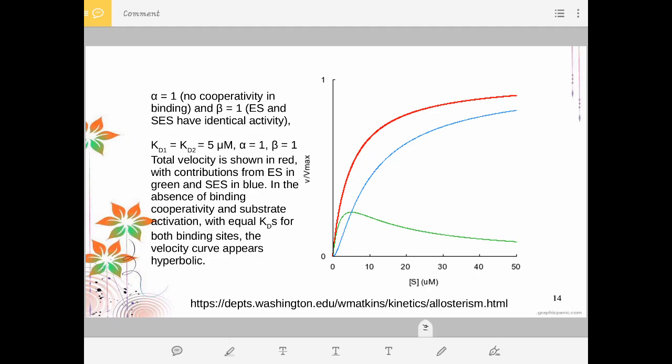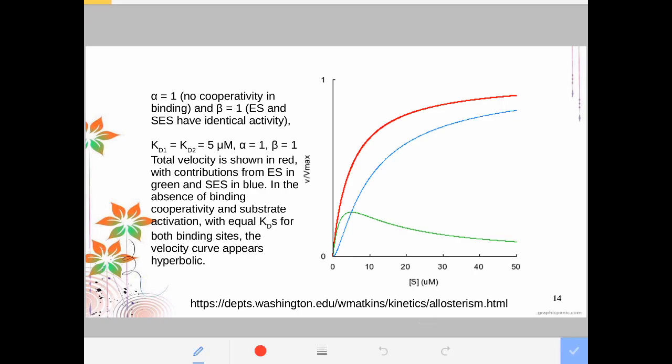Now, here we just arbitrarily said KD1, KD2. So let's just arbitrarily put a value there. So let's just say that the binding of the substrate to the two different sites is the same. And let's peg it as an arbitrary value, 5 micromolar. We just want to put an arbitrary value so we can graph it. And so, remember we have two other parameters or two other constants, alpha and beta.